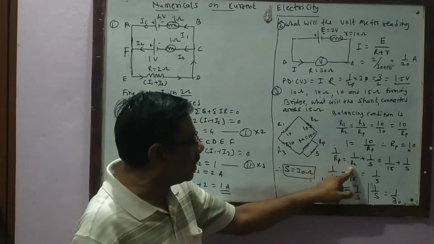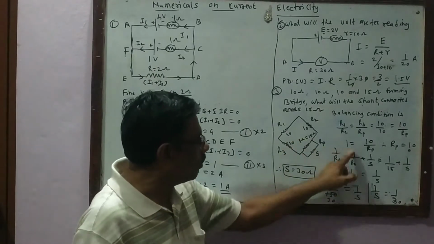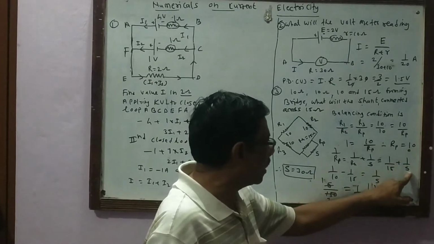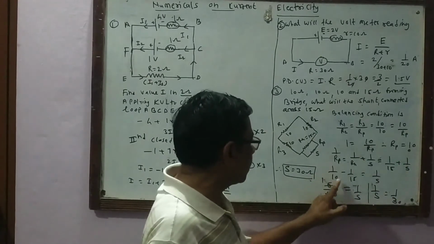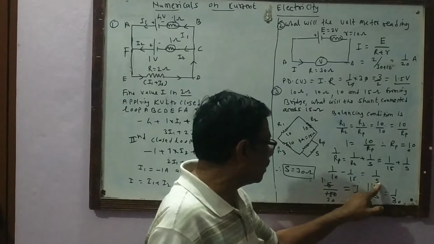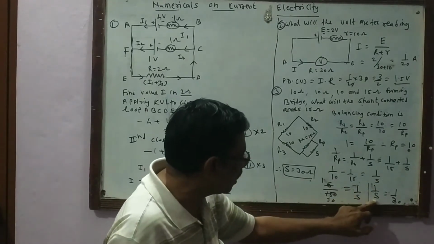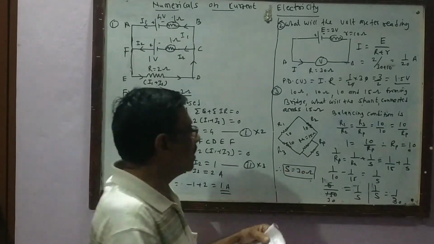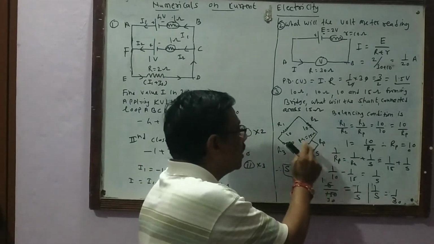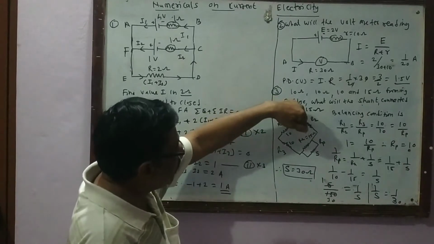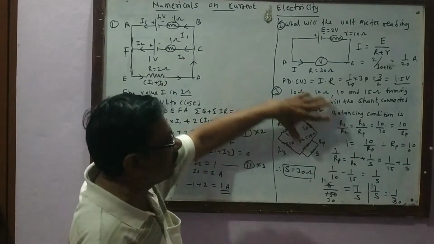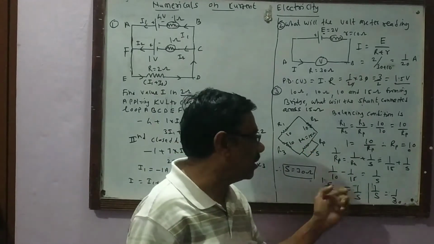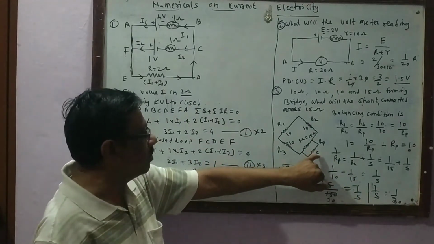1 upon Rp is equal to 1 upon R4 plus 1 upon S, and that is equal to 1 upon 15 plus 1 upon S. Therefore 1 upon 10 minus 1 upon 15 is equal to 1 upon S, and finally 1 upon S is equal to 1 upon 30, so S is equal to 30 ohm. Therefore a 30 ohm resistance is connected in parallel with the 15 ohm resistance in order to balance the bridge. This is how, by using the balancing condition, we can find the value of the shunt resistance.